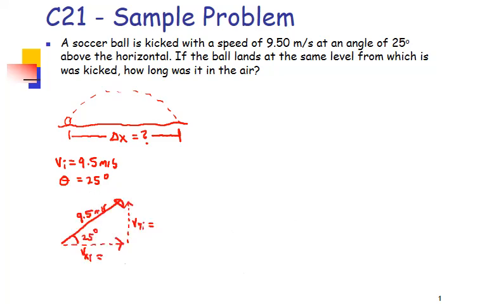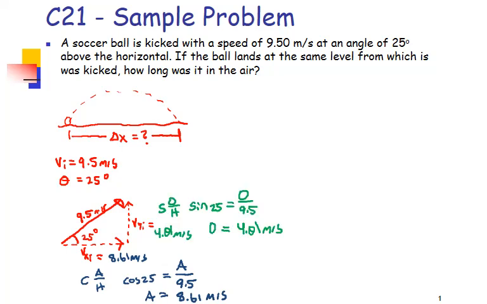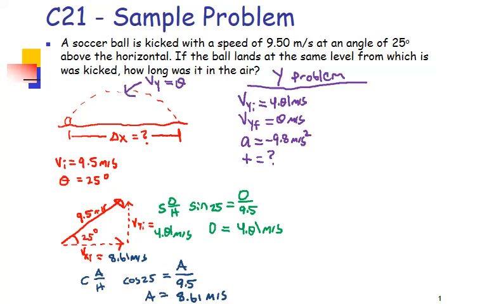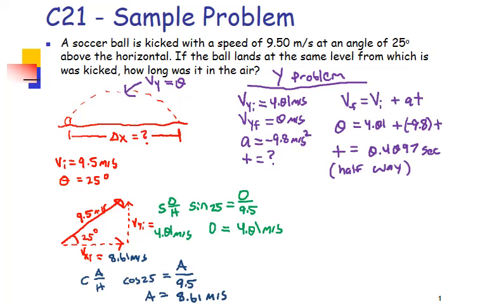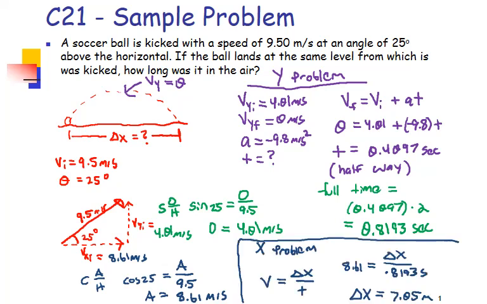All right, so 8.61 meters per second in the x, in the y 4.01 meters per second, and we've got our setup there for the y. Time halfway is 0.4097, multiply by 2 to get time the full way, and we can figure out how far it goes. So it'll go 7.05 meters is how far it'll go.